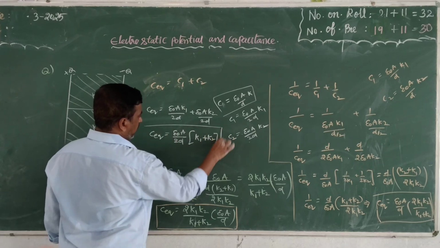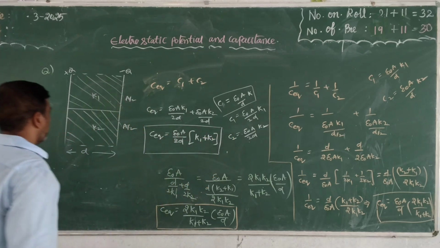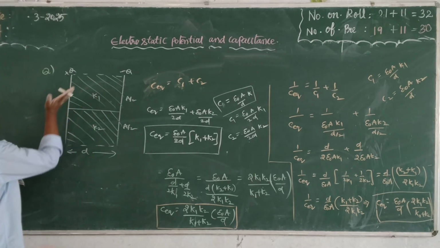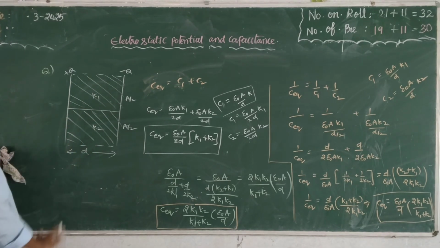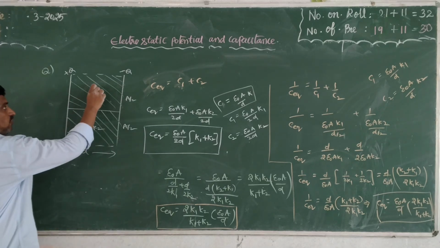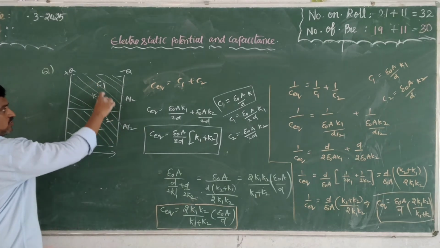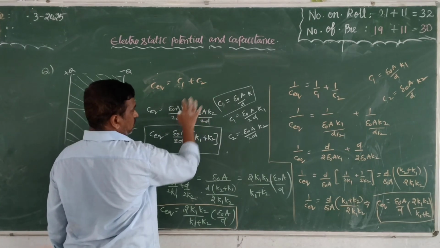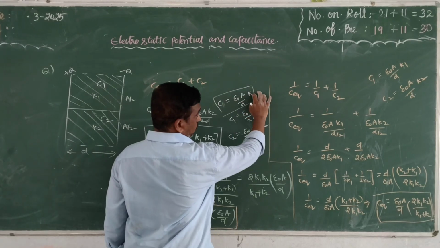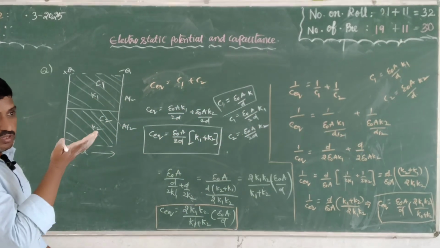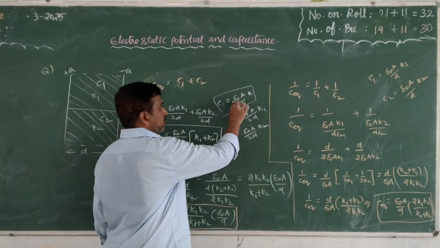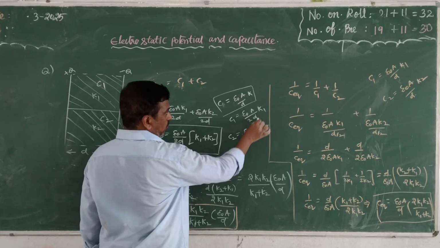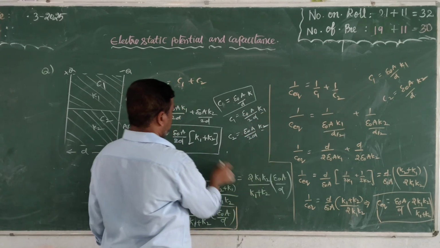This is the equivalent capacitance when two dielectrics are placed: the upper half has one dielectric and the lower half has a different dielectric. We call them C1 and C2, which are connected in parallel. So the equivalent is C1 plus C2. The formula is epsilon naught A by D into K; capacitance increases when a dielectric is placed between the plates. Here A becomes A by 2, and K becomes K1 and K2. Just simplify.